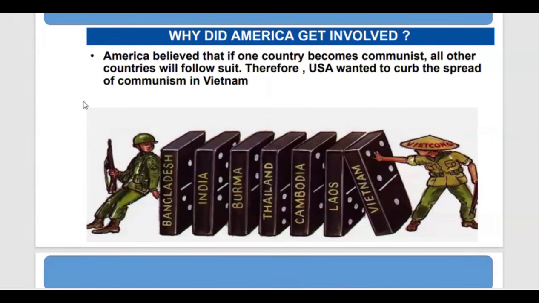Right. So in this illustration, we are seeing the Viet Cong. The Viet Cong are forcing Vietnam to fall into communism. And once Vietnam fell into communism, it was also going to cause Laos to fall into communism. Then the next was going to be Cambodia, then Thailand, then Burma, India, and lastly, Bangladesh.